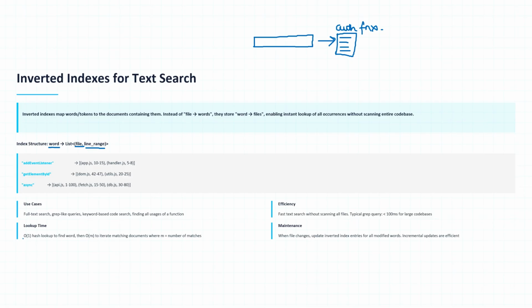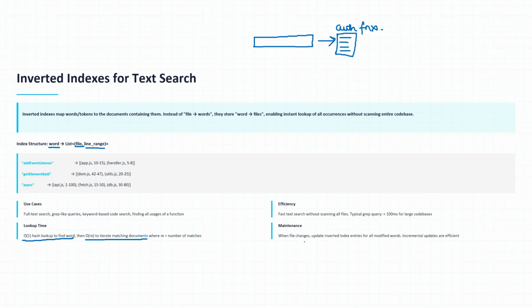bringing O(1) for finding a single word, and then O(m) to iterate over matching documents, where m is the number of matches. This inverted index for full text search or grep like queries is typically under 100 milliseconds for very large code bases, because Cursor does not have to search through all the files. It specifically knows where a particular method is, or where a given functionality has been implemented in the code base.